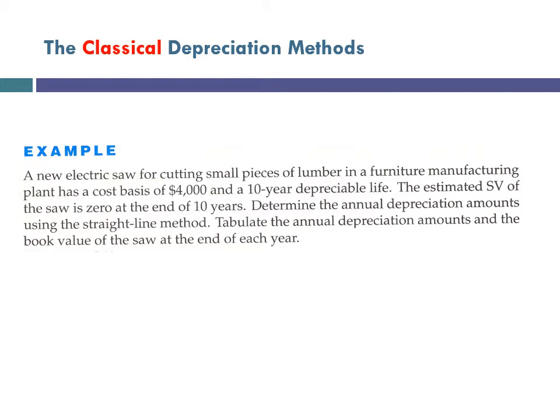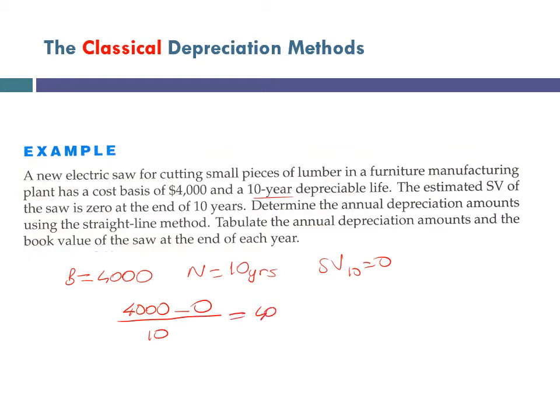It says that a new electric saw for cutting small pieces of lumber in a furniture manufacturing plant has a cost basis, B, equal to 4,000. And the depreciable life or useful life is 10 years. The estimated salvage value is 0, as V10 is equal to 0. It says determine the annual depreciation amounts using the straight line method. So according to the straight line method, we subtract 0 from 4,000 and divide it by 10, which is 400. So this is DK, the depreciation amount each year.